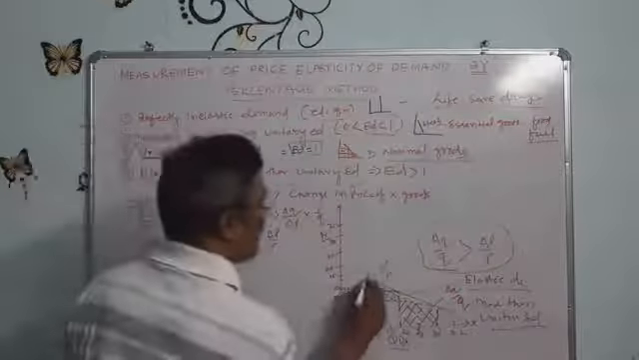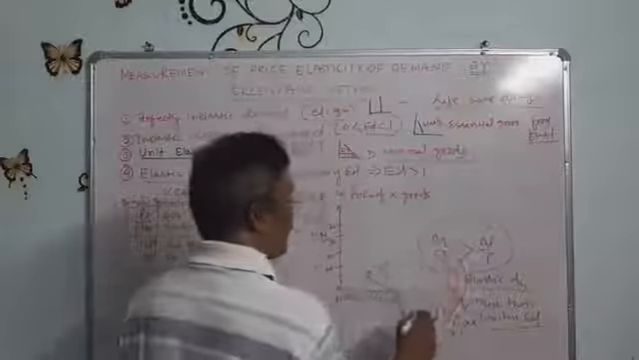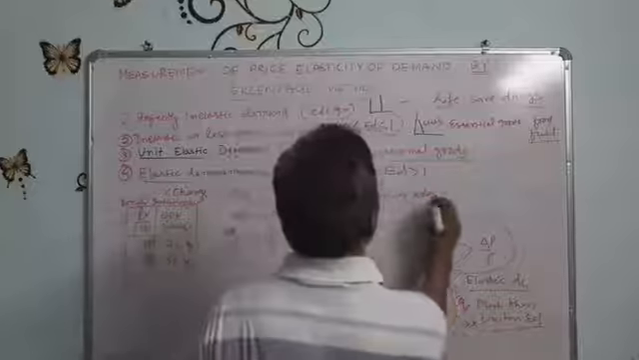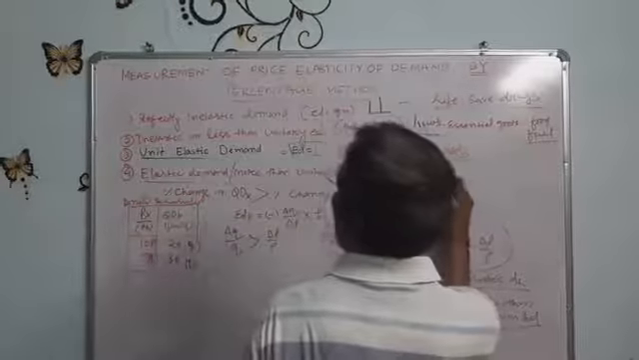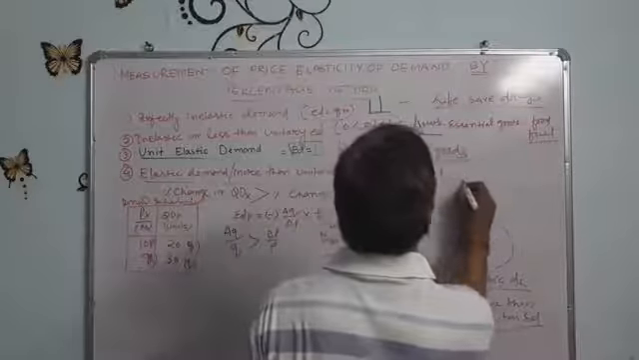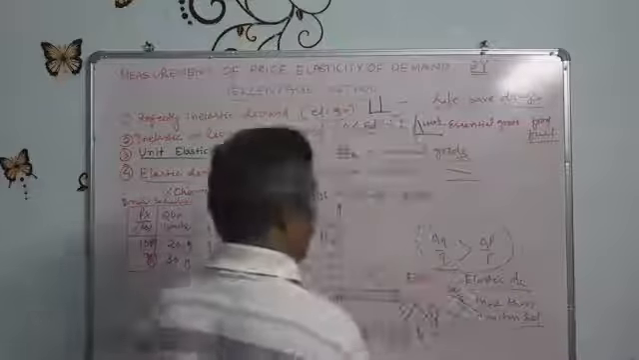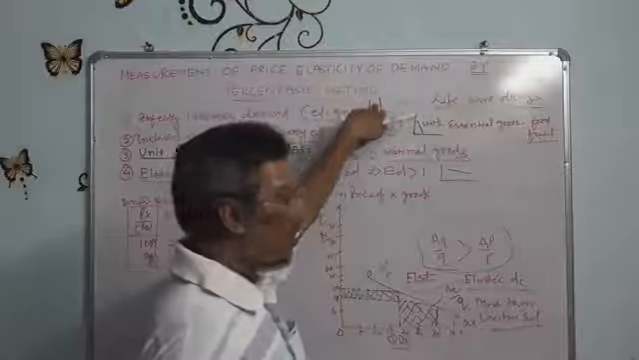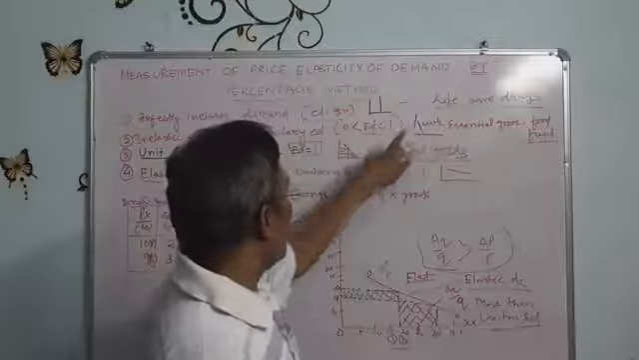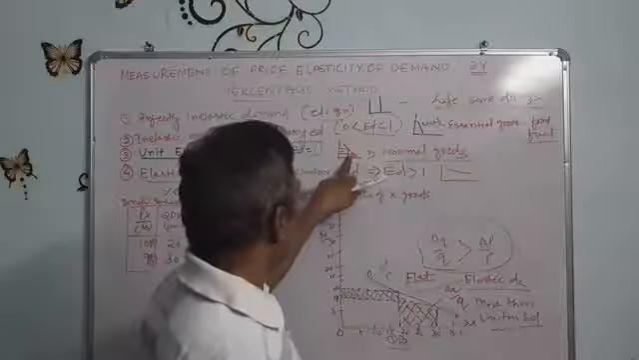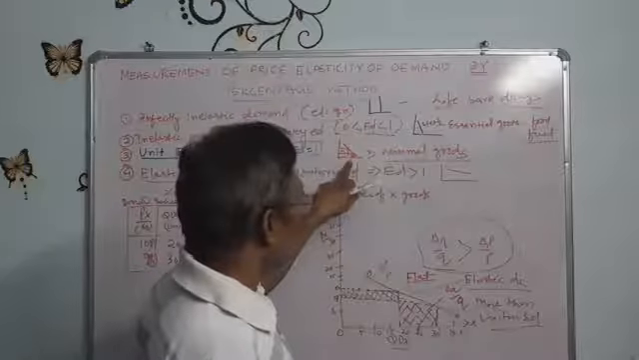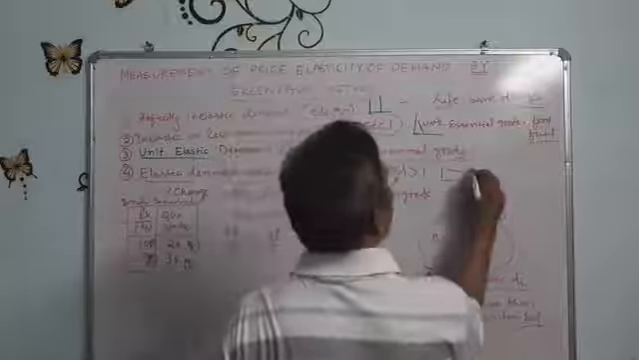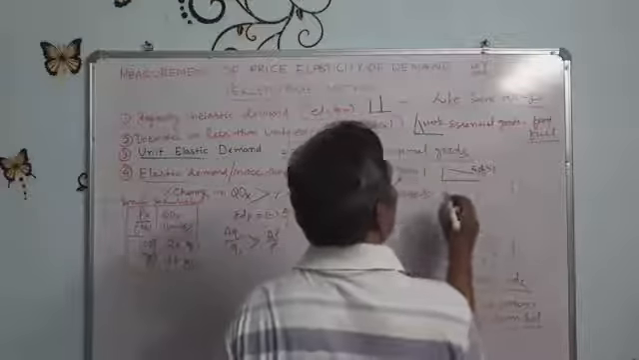This time the DD demand curve is flatter. It means the demand curve will be like this, flatter. This is perpendicular to the x-axis. This is steep. This is normal, where percentage change in price and percentage change in quantity demanded are equal. And this is flatter, which is elasticity of demand greater than 1.